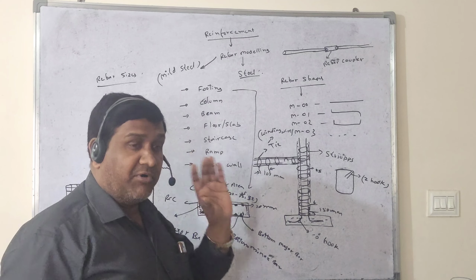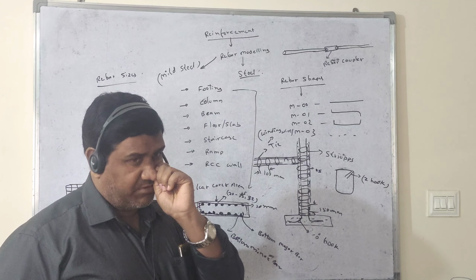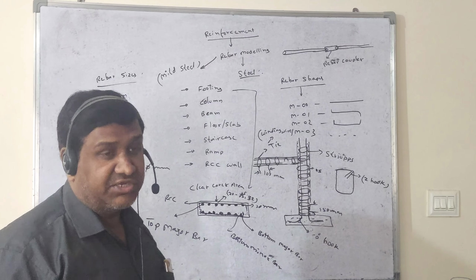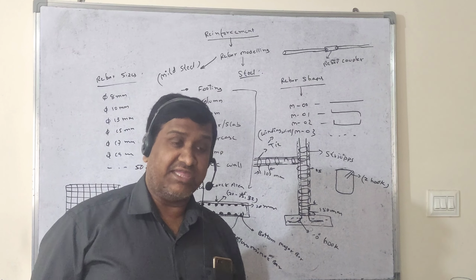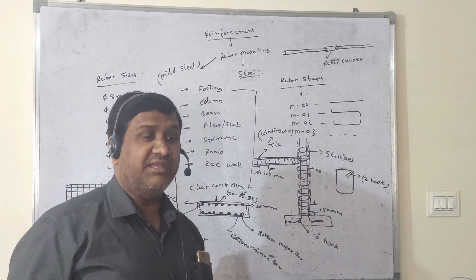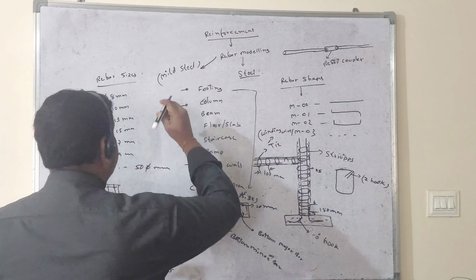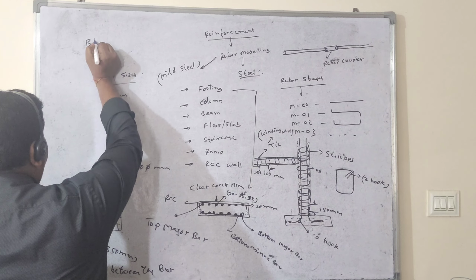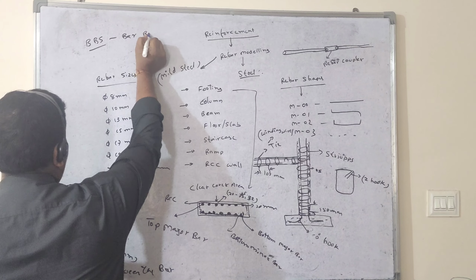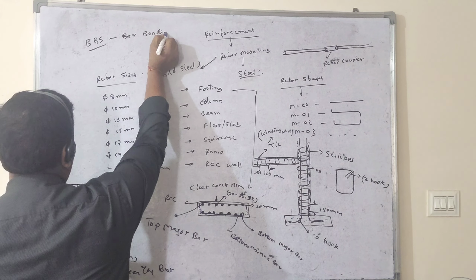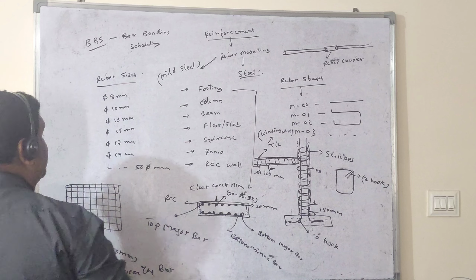After making the model, have you heard the word BBS, bar bending schedule? We have to prepare the schedule, which we call the bar bending schedule. Some people do it manually. There is an Excel sheet in which they take the quantity. That we call BBS. BBS full name is bar bending schedule. Bar bending schedule means the rebar shape, the size, how much it is going to be, everything is given in the schedule.